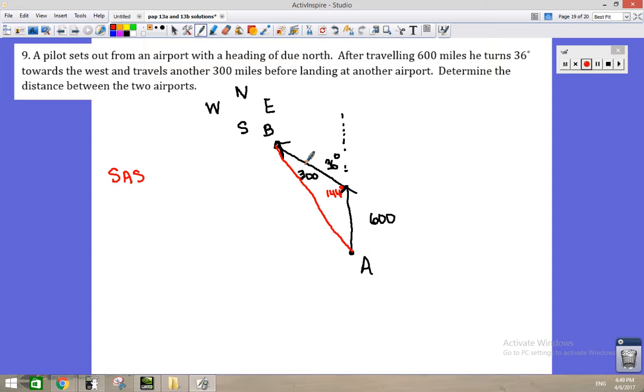All right. So now, what I have is a side angle side situation. I have this side, which is 300. I have this side, which is 600, and I have the included angle. I'm going to solve this with the law of cosines. I don't have a known pair, so I can't use the law of sines.